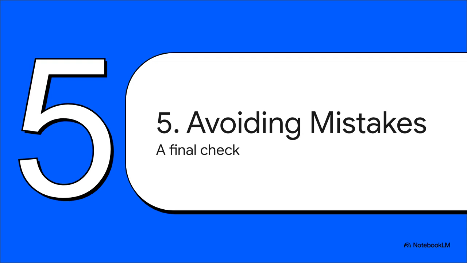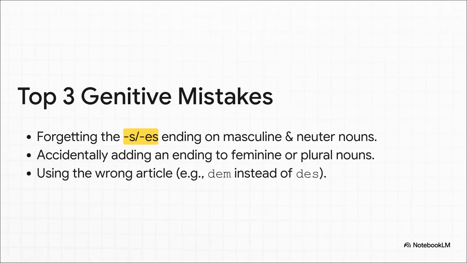So to finish up, let's lock in all that knowledge by looking at the 3 most common mistakes learners tend to make. And here they are, the top 3 things you need to watch out for. Number 1, forgetting that crucial S or ES on masculine and neuter nouns. Number 2 is basically the opposite, accidentally adding an ending to a feminine or a plural noun. And number 3, mixing up your articles, like using the dative dem when you really need the genitive des. Just keep an eye out for these 3, and honestly, you'll be in great shape.